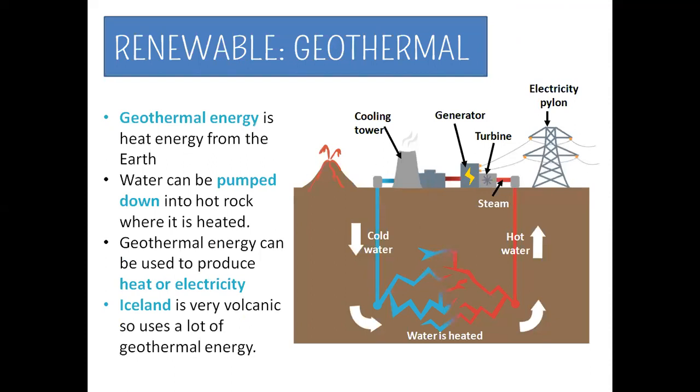Now, the renewable resource, that is geothermal energy. Again, geothermal energy is heat energy from the earth. Water can be pumped down into hot rocks where it is heated. Geothermal energy can be used to produce heat or electricity. Iceland is very volcanic, so it uses a lot of geothermal energy.